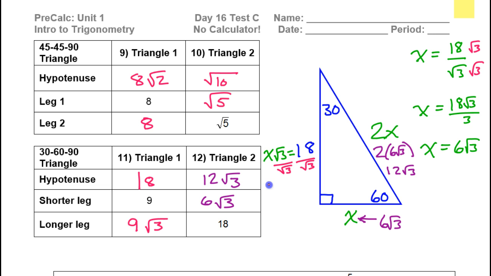And that's just a quick review of special right triangles. I hope it was helpful, and I will see you on the next video.